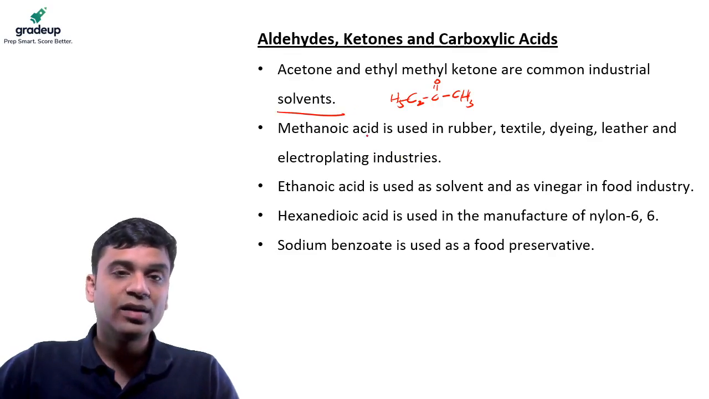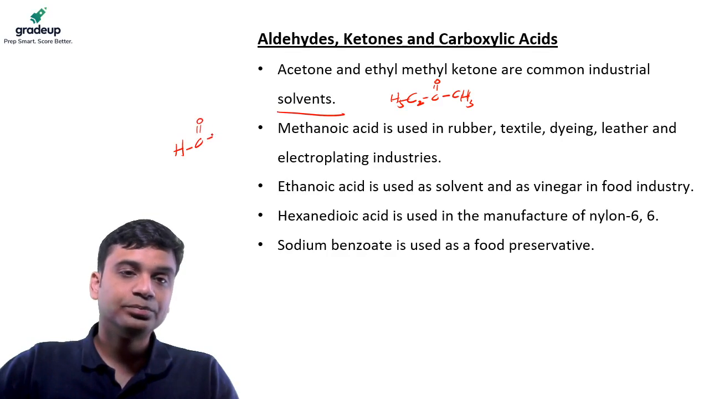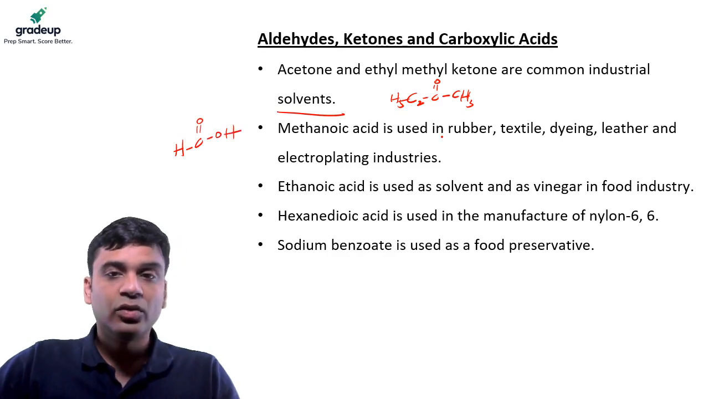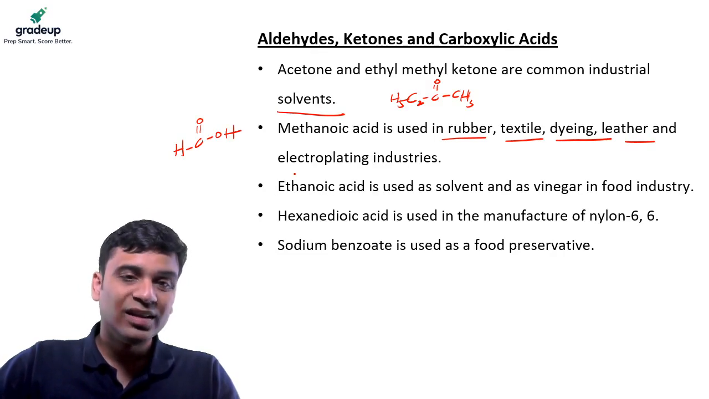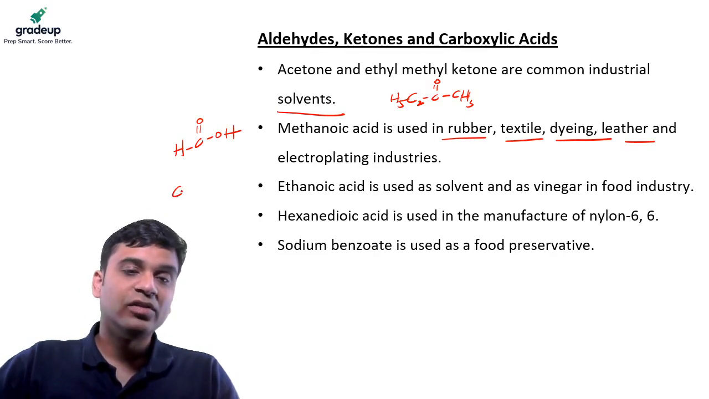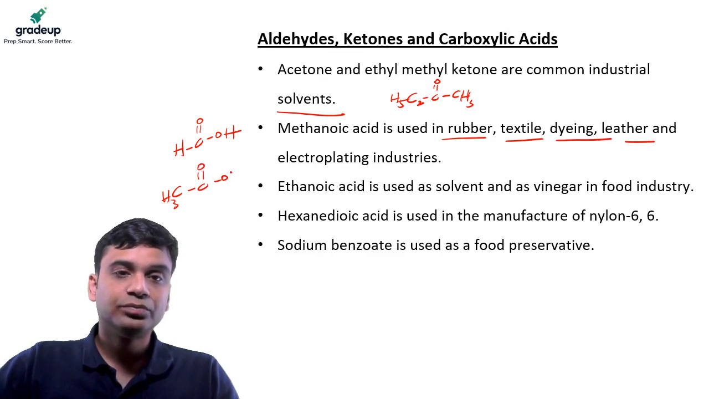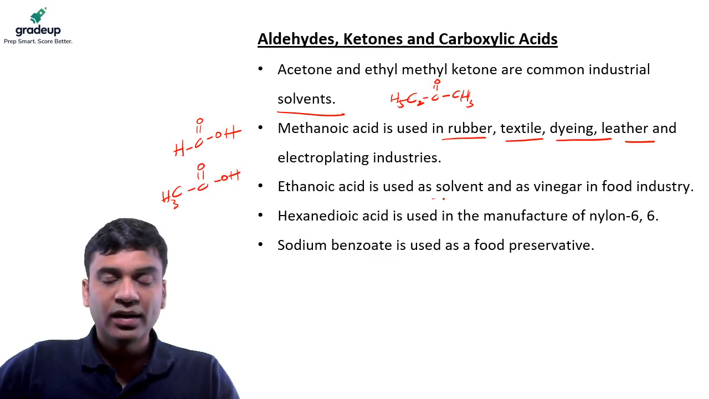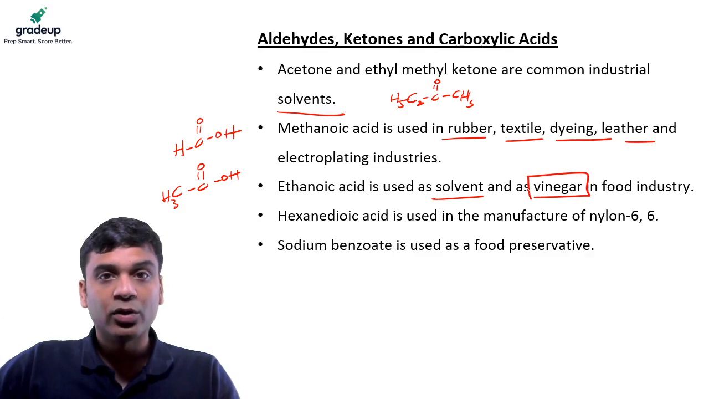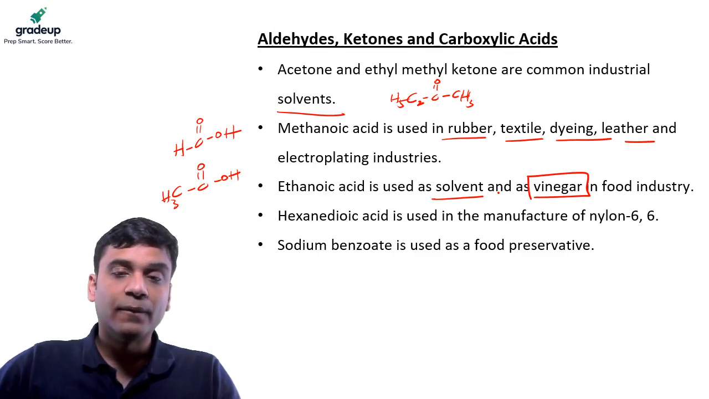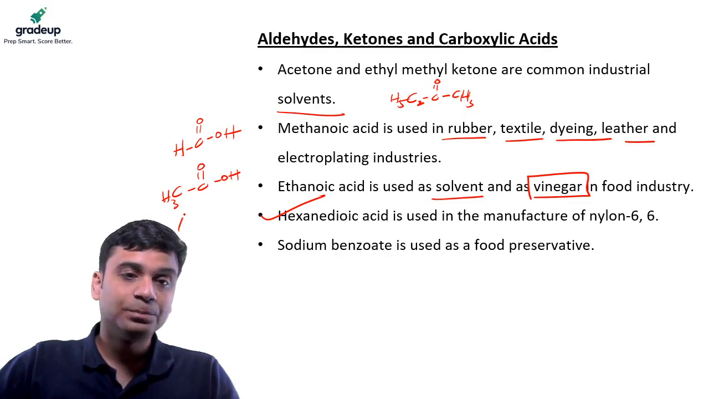Then methanoic acid, your basic methanoic acid, is used in rubber, textile, dyeing, and leather industries. Your ethanoic acid, which is CH3COOH, is used as a solvent and as vinegar. Vinegar is nothing but diluted ethanoic acid. Similarly, hexanedioic acid is also called adipic acid.